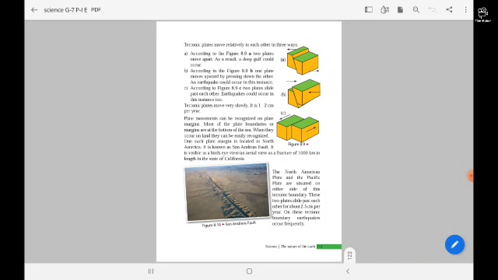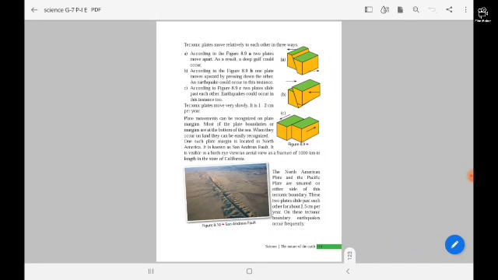Then according to figure 8.9 C, two plates slide past each other. Earthquakes could occur in this instance too. So they can go like this also. The tectonic plates move very slowly, 1 to 2 centimeters per year. But the damage they cause is very great.